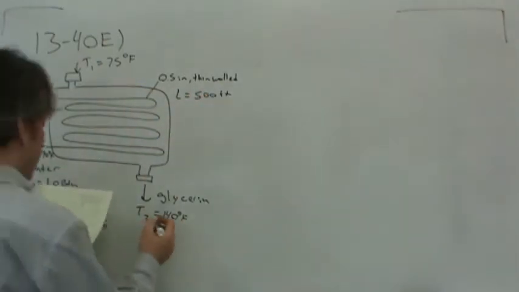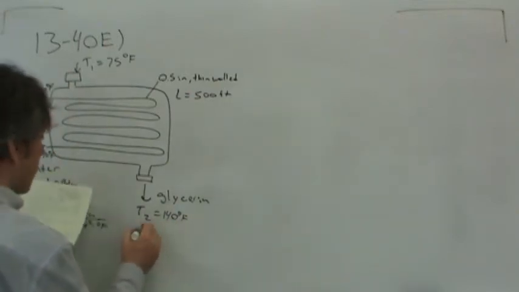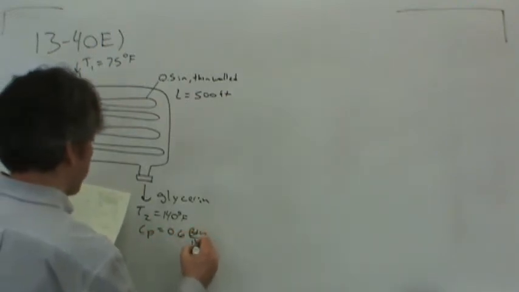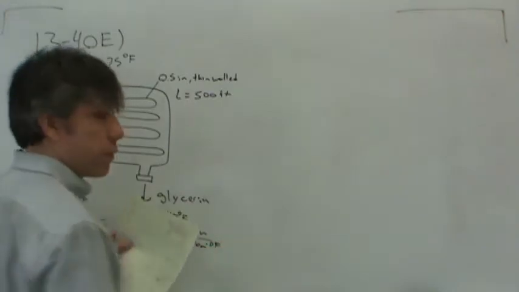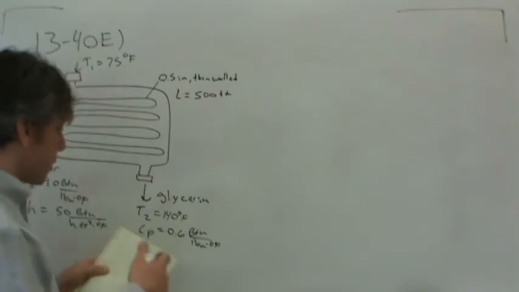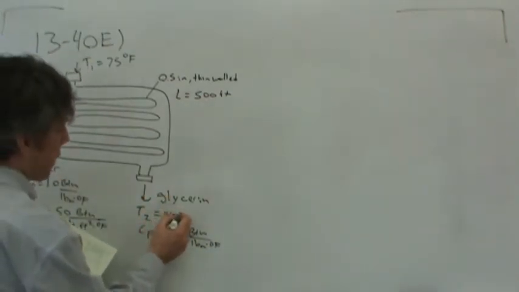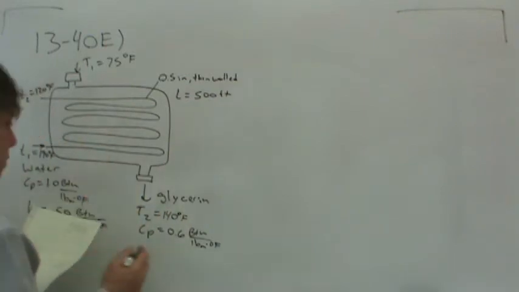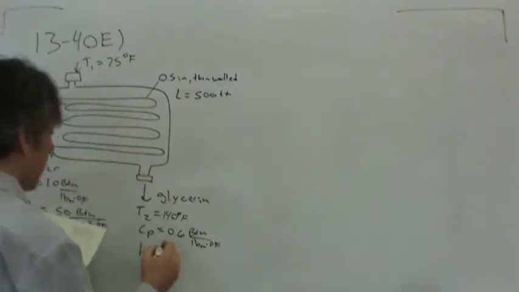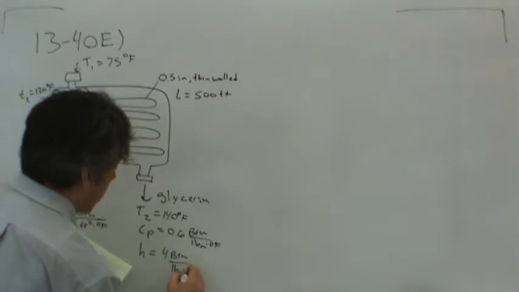Now, the glycerin, as I said, comes out with a temperature of 140 degrees, has a heat capacity that was given in the book of 0.6 BTUs per pound mass per degree Fahrenheit. And if you read the problem statement, I skipped over all the numbers because it's a little bit difficult to read the numbers and make the sentence flow. So I just skipped the numbers, knowing I would come back and write them down in a schematic of the system. So the convective heat transfer coefficient on the shell side is 4 BTUs per pound mass per degree Fahrenheit.